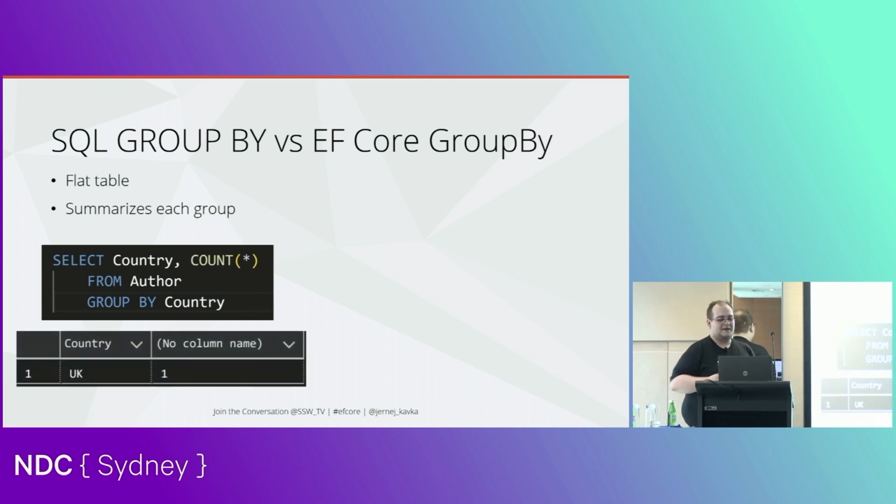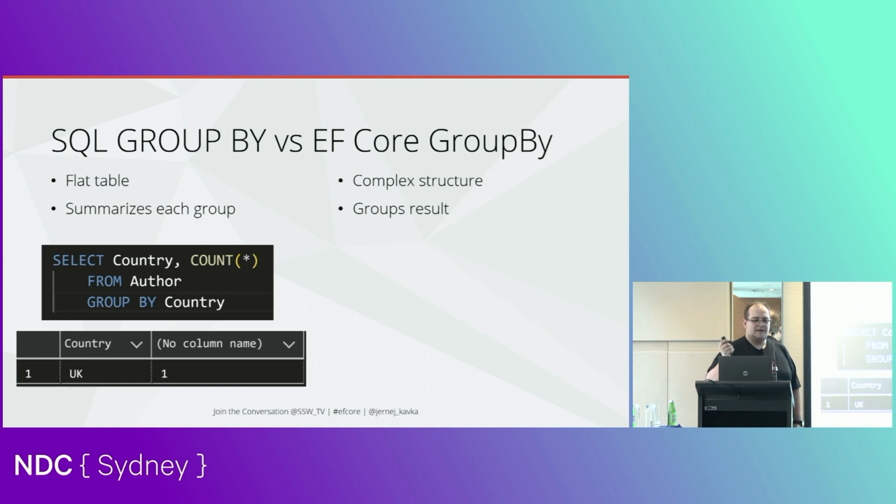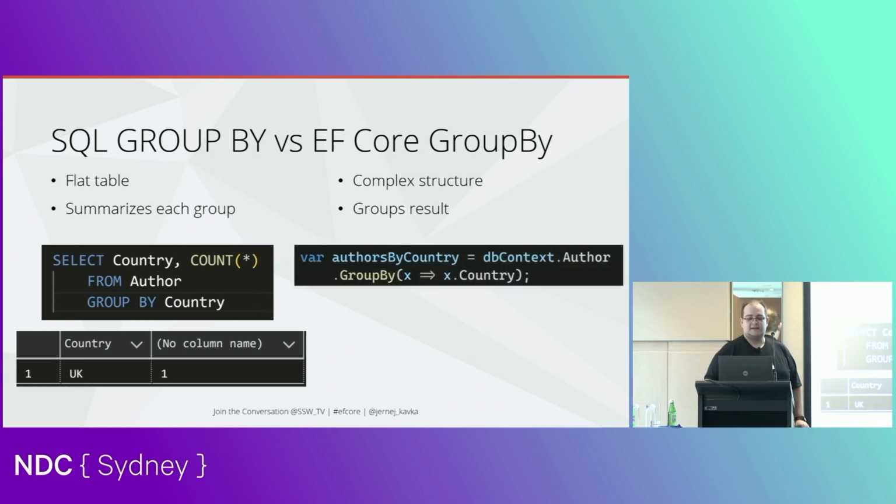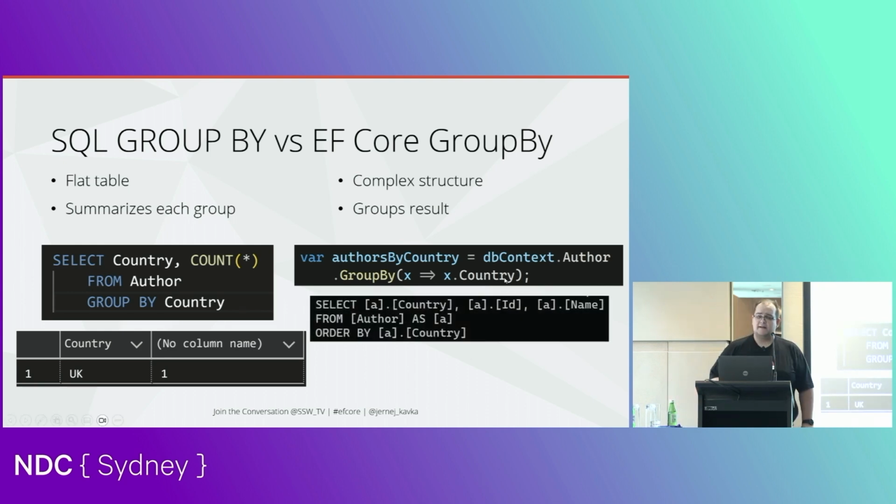On the other hand, and here we have the table, but on the other hand, EF-core and .NET, specifically .NET, because EF-core is just using a .NET feature, which is the group by. In .NET, we have complex structures, and it returns back groups that have a list of data in it. So the difference here is I can just say group authors by country. And this is going to result in a very different query. It's going to result in a simple select statement from authors, and it's going to order by country. It's not going to group by.